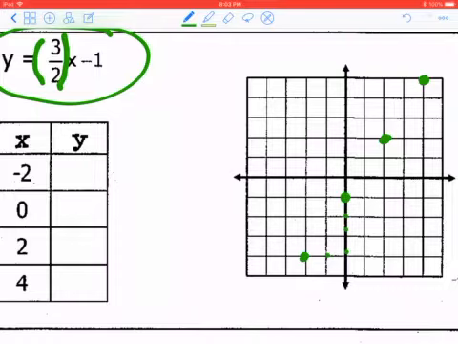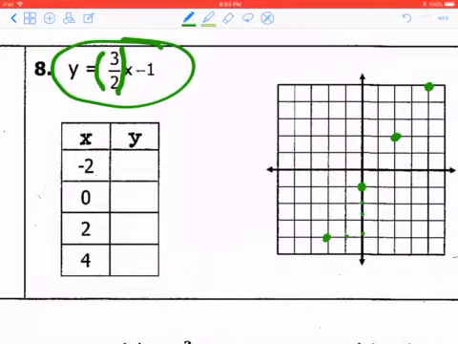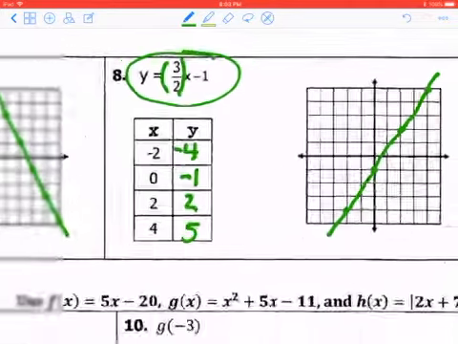And then we can fill out our table now because where it's 0, it's -1. Where it's -2, it's 4, or I mean -4. Where it's 2, it's 2. And where it's 4, it's 5. Remember that you would connect the line.